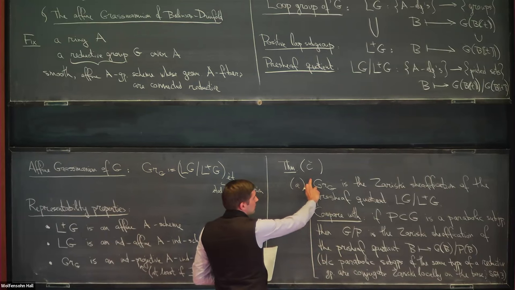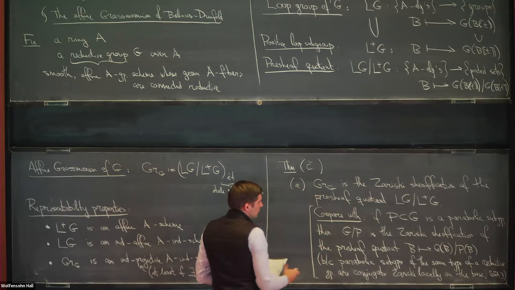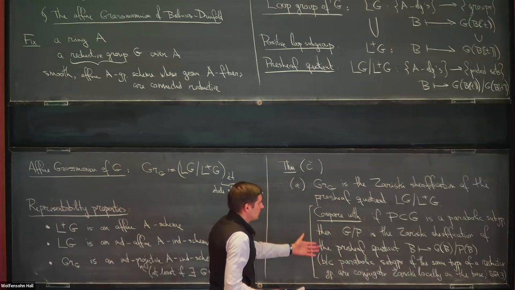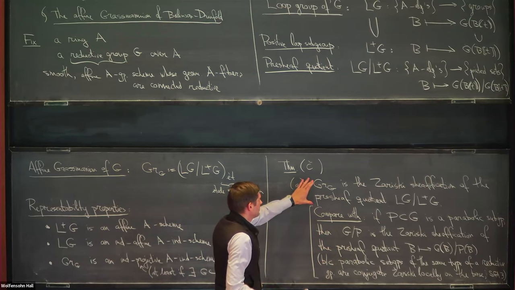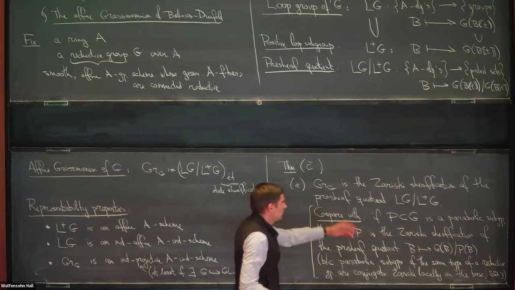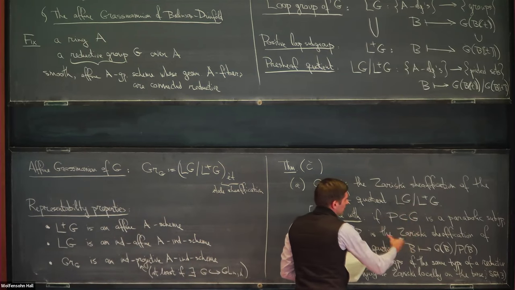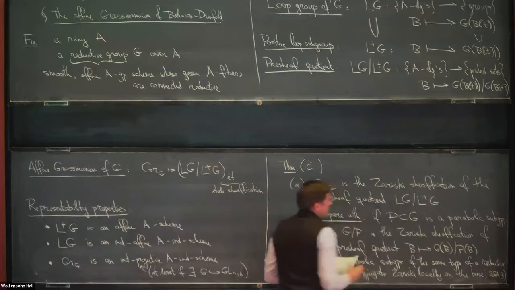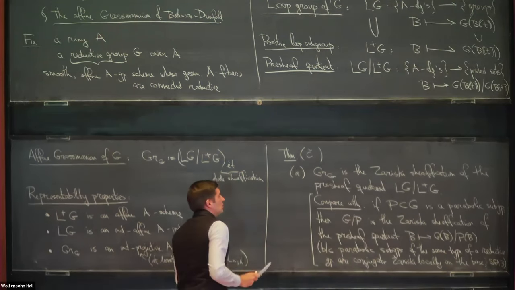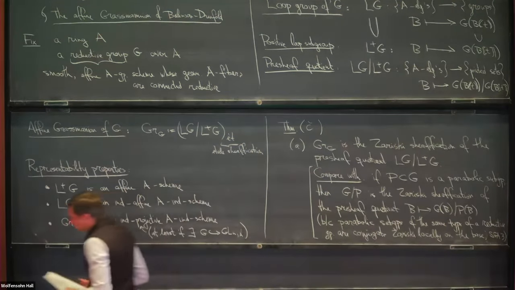And this result about the affine Grassmannian is analogous. The proof is different, but it's analogous because one thinks that L^+G inside LG is similar to P inside G, and that suggests that this may be true.